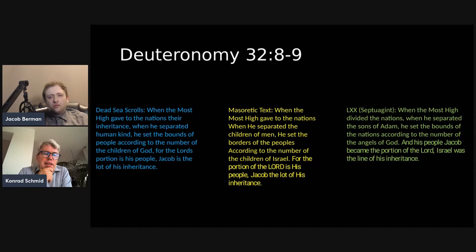Indeed, here the idea seems to be: when the Most High gave to the nations their inheritance, when he separated humankind, he set the bounds of the peoples according to the number of the sons of God. So, specific deities for the lords. So here actually the tetragrammaton Adonai is given. Adonai's portion is his people, Jacob is the lot of his inheritance.